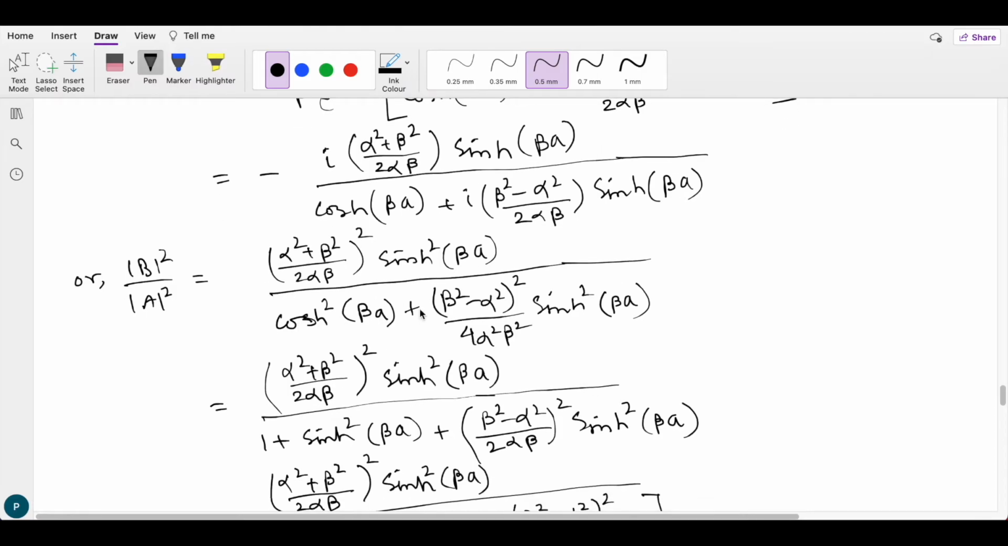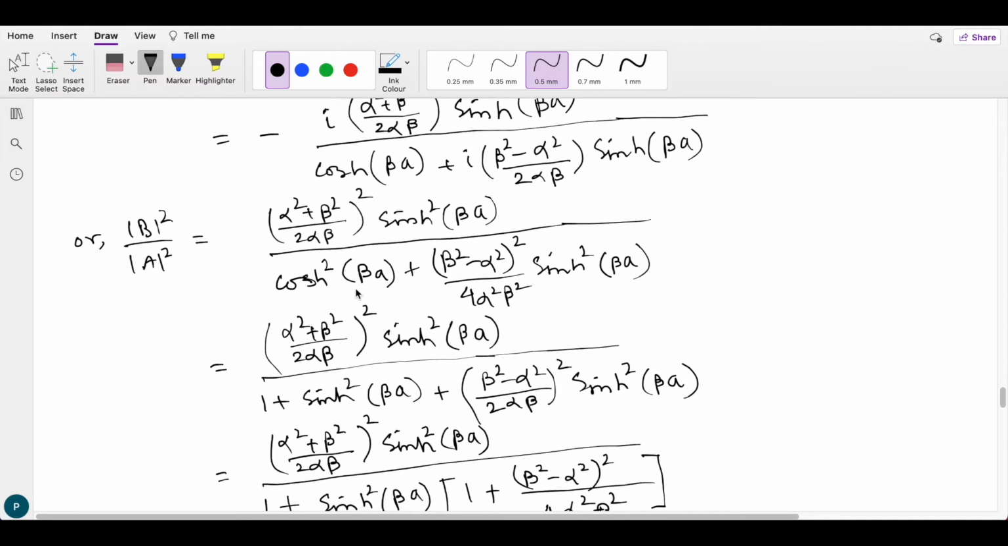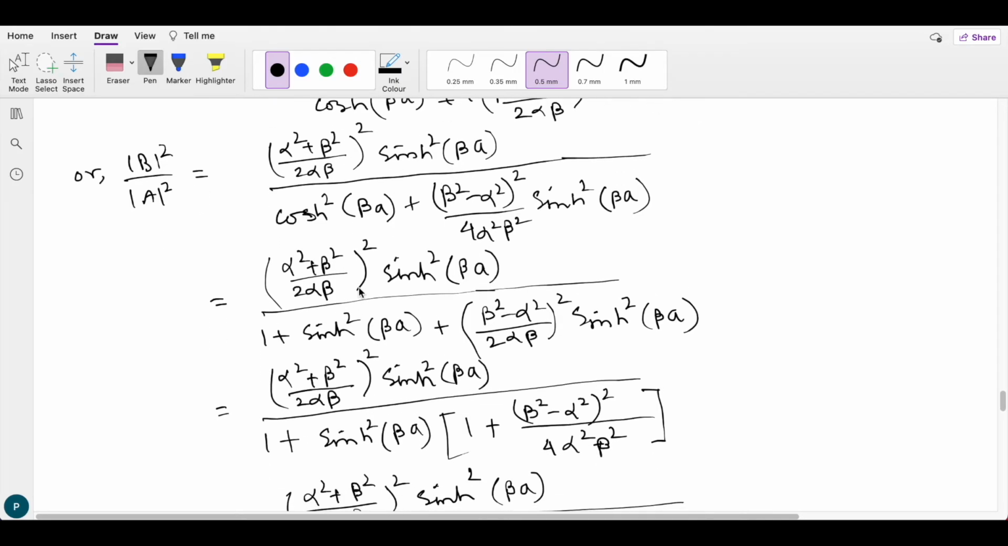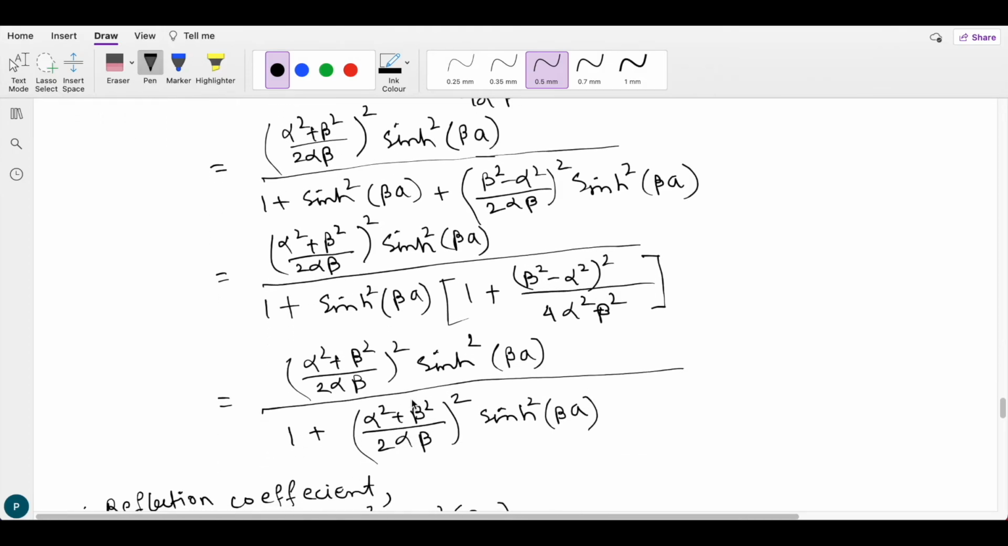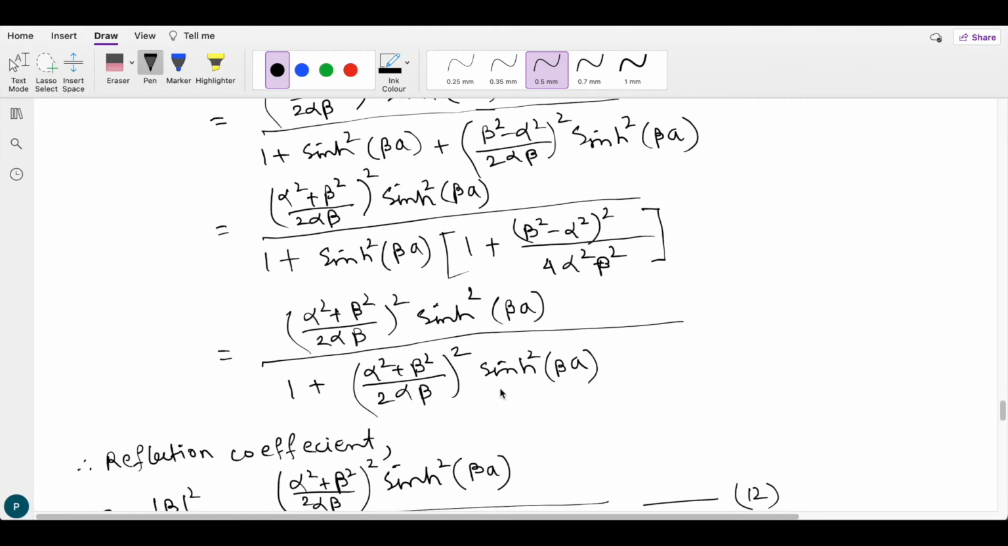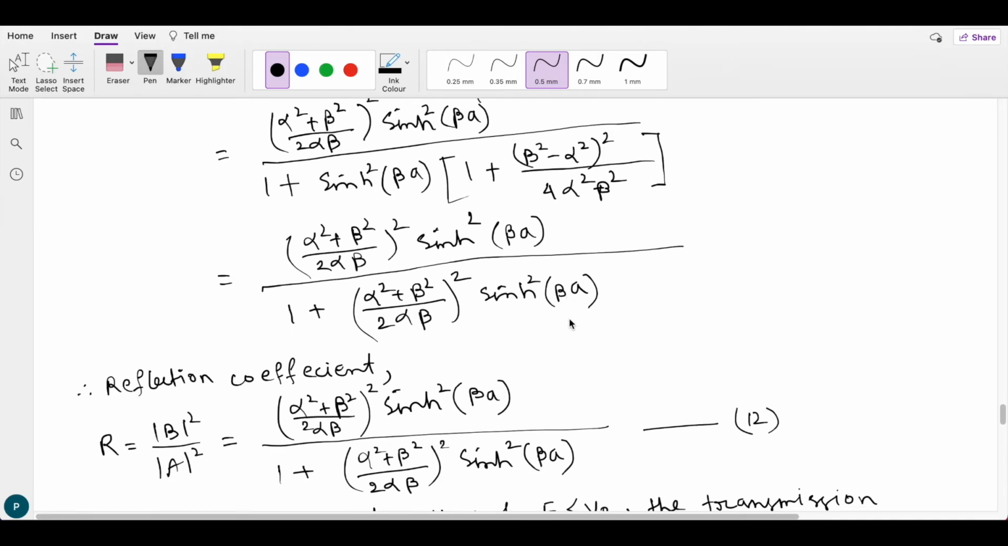I get this equation, and similarly I will put 1 plus sin h square beta a instead of cos h square beta a, and after simplifying as before I got this equation: ((alpha square plus beta square) by 2 alpha beta) whole square sin h square beta a, whole divided by 1 plus ((alpha square plus beta square) by 2 alpha beta) whole square sin h square beta a. So this is the reflection coefficient.